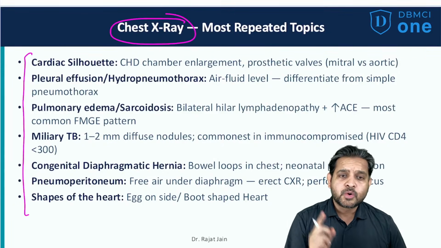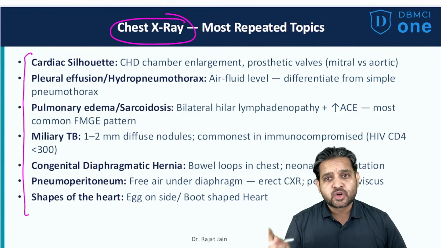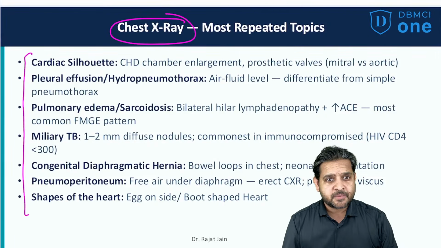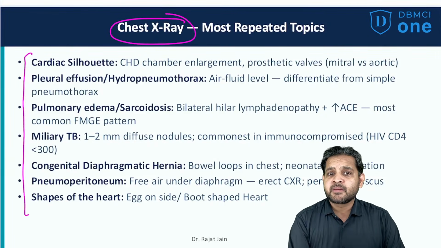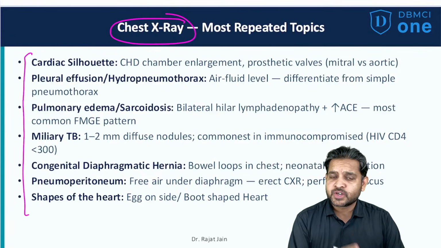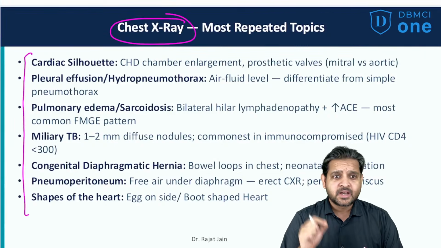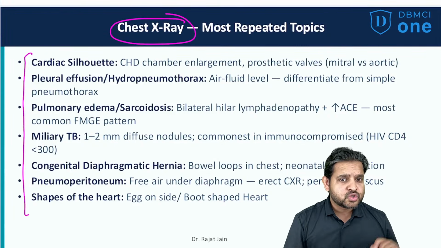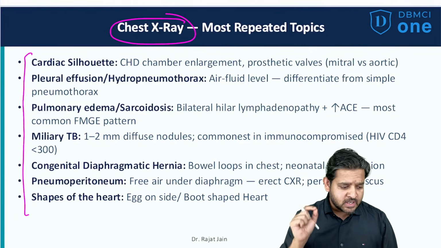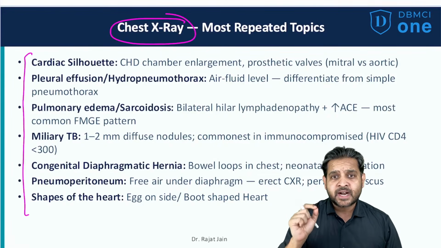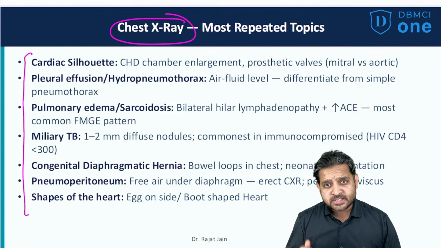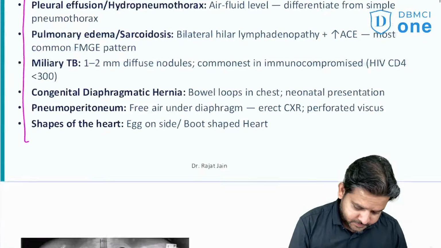Then you should know pleural effusion, pneumothorax, hydropneumothorax, how to differentiate them. Then you should know pulmonary edema and sarcoidosis, how will you differentiate them. Then you should know miliary TB. You should know congenital diaphragmatic hernia. You should know pneumoperitoneum, and you should know shape of heart. These are the important chest x-rays that you have to know. Now let us see all of them one by one.